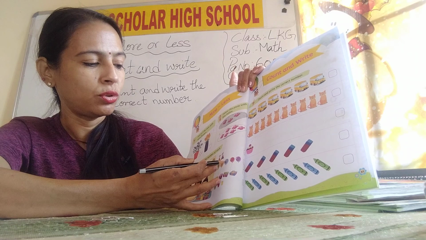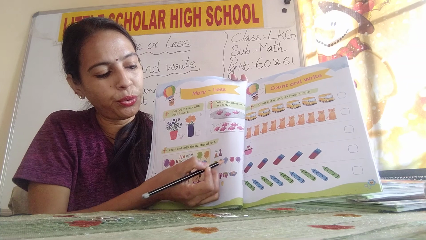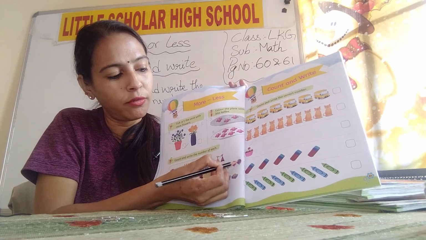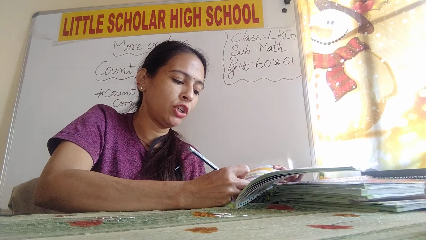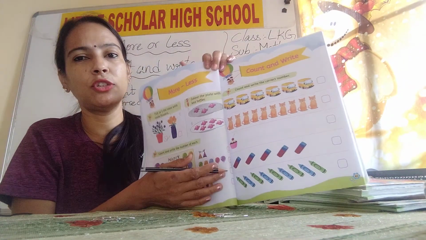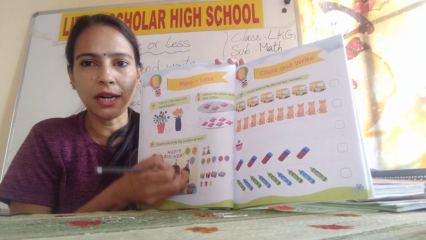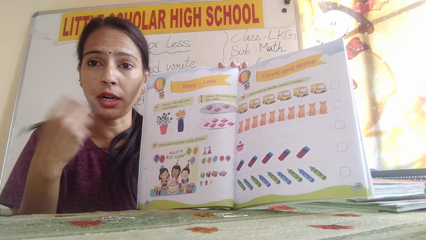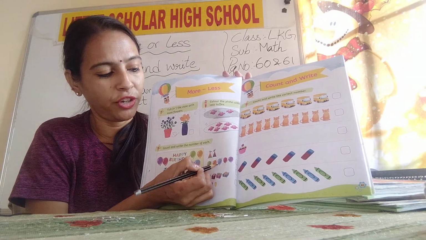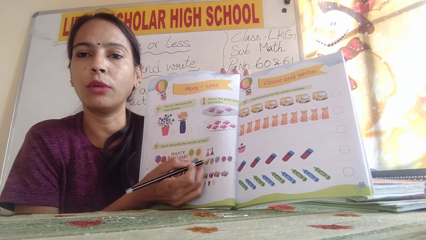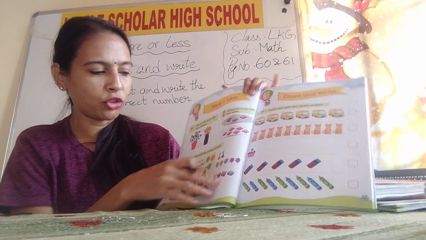1, 2, 3, 4, 5. How many balloons are there? 5 balloons. And how did we count it? We cut out each balloon so that our counting will be clear. 1, 2, 3, 4, 5. How many balloons were there? 5 balloons.